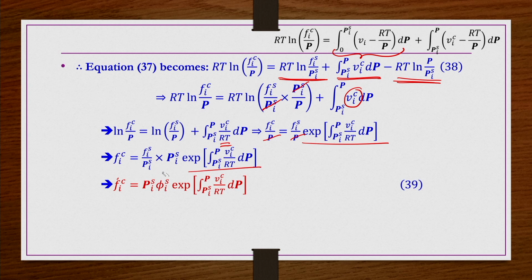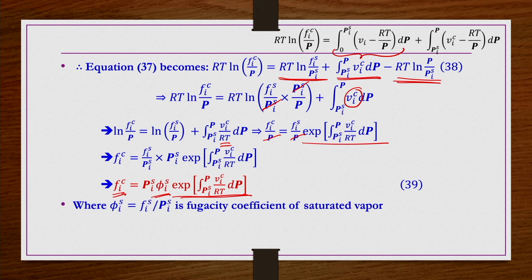So this fi^C, for which we are interested in finding the fugacity of the condensed phase, is equal to Pi^S multiplied by phi_i^S, the fugacity coefficient of i at saturation pressure, times the exponential of this particular term as it is. Phi_i^S is nothing but the fugacity coefficient of the saturated vapor.